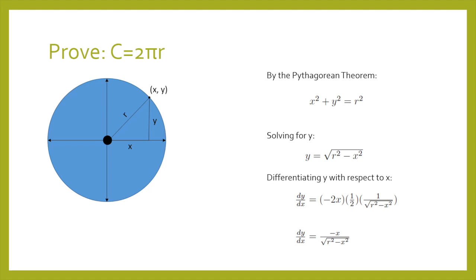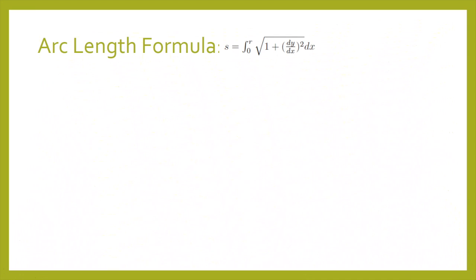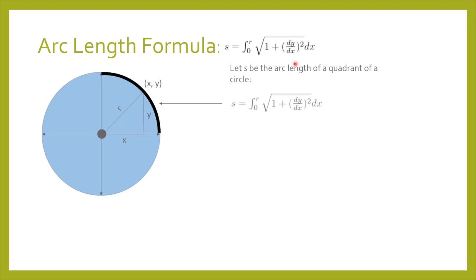Now we are going to apply the arc length formula, which you can see as follows. s, which is the arc length, equals the integral from 0 to r of the square root of 1 plus (dy/dx) squared dx. For now, we are going to be taking the arc length of just one quadrant of the circle, and that's just to make the limits easier. So, we're going to start.